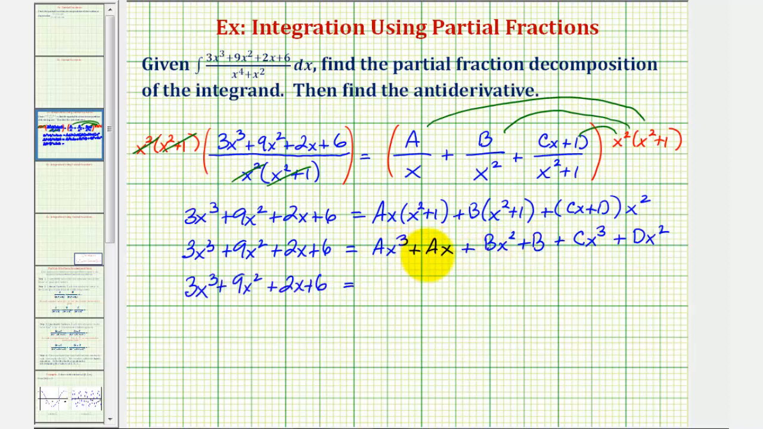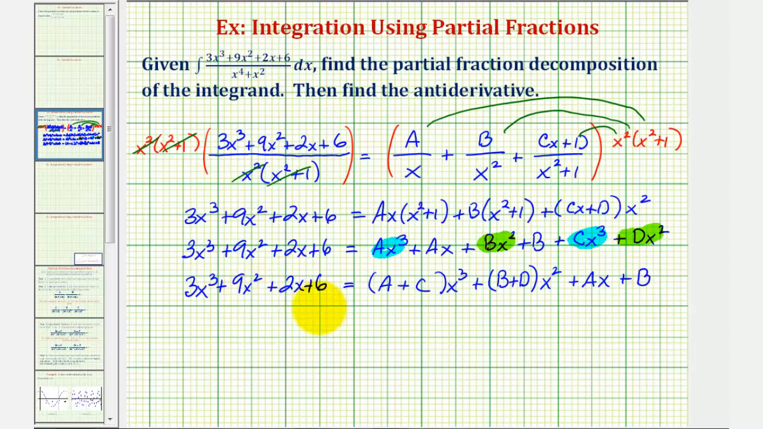So notice how there are two x cubed terms here and here. Let's go ahead and factor out the x cubed. So if we factor out the x cubed, and we put the x cubed to the right, notice how we'd have a plus c as the coefficient. Next are two x squared terms. We have plus bx squared plus dx squared. So if we factor out the x squared, we'd have the quantity b plus d times x squared. And notice how there's only one x term and one constant term. So we have plus ax plus b.